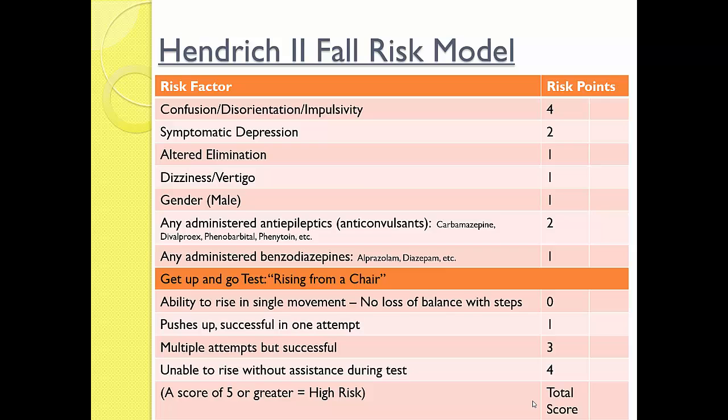And then if patients are on any medications that are anticonvulsants, those can be sedating and affect the central nervous system, so that's why they're a higher risk. And then any benzodiazepine medications, again, those can cause sedation and alter the central nervous system. So those would be all of the things that the nurse would assess and would total up the points there on the risk factor. And then the second part of this is called the get up and go test. And this is where you actually have a patient physically, they sit in the chair and then they rise from the chair, and you're assessing their ability to do that, and how safe was it? Did you notice any concerns?